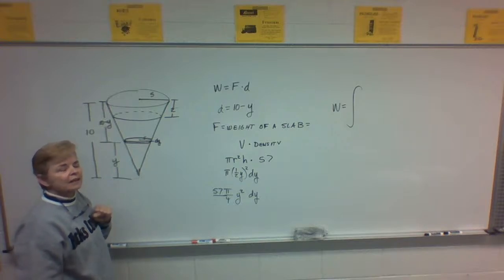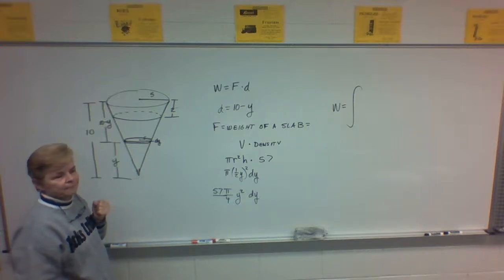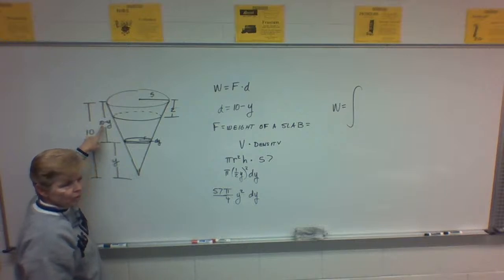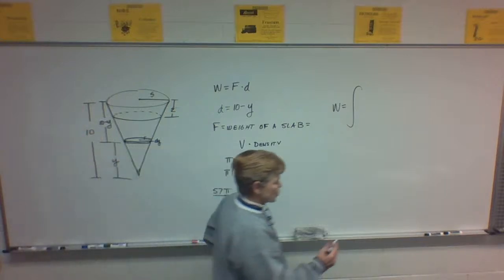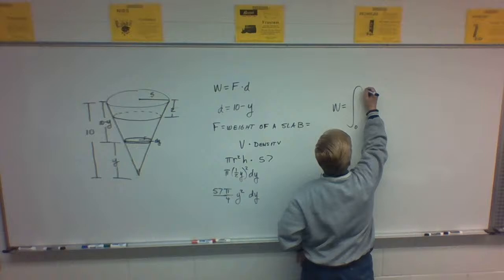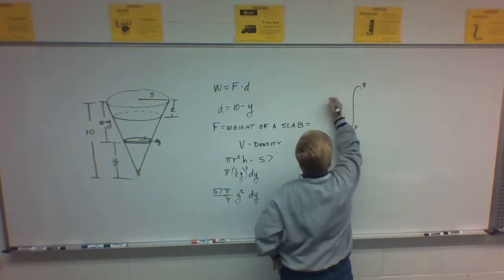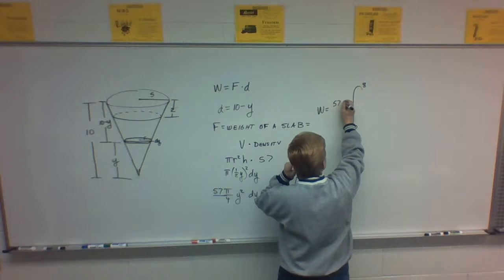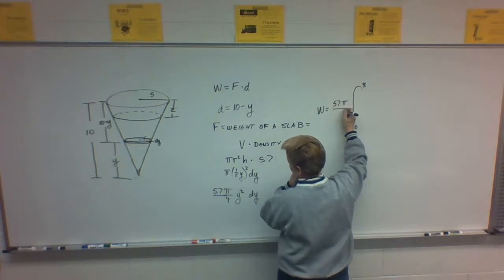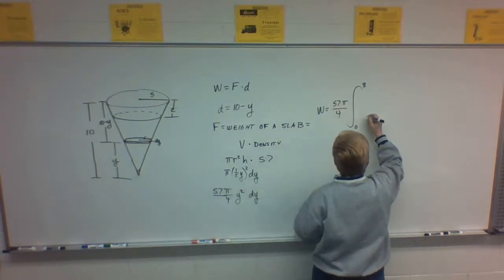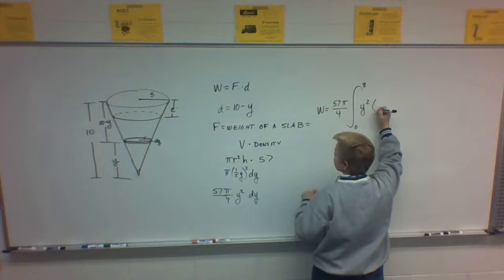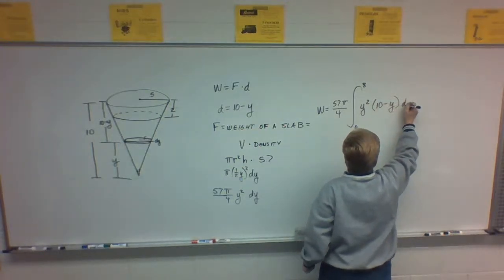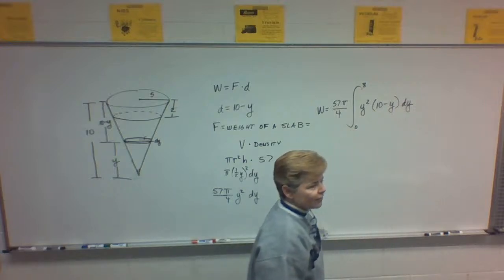Where does the 10 come in? So we are going to collect slabs from 0 to 8, and I'm going to back this off a little bit because I want to put some constants out here. It's going to be 57 pi over 4, and then the inside is going to be y squared times the distance, which is 10 minus y, dy. You get it all figured out.